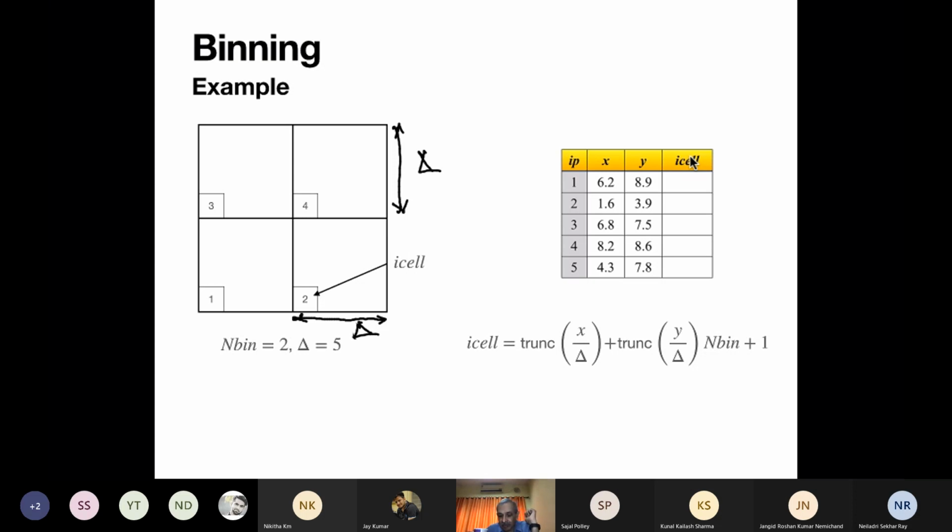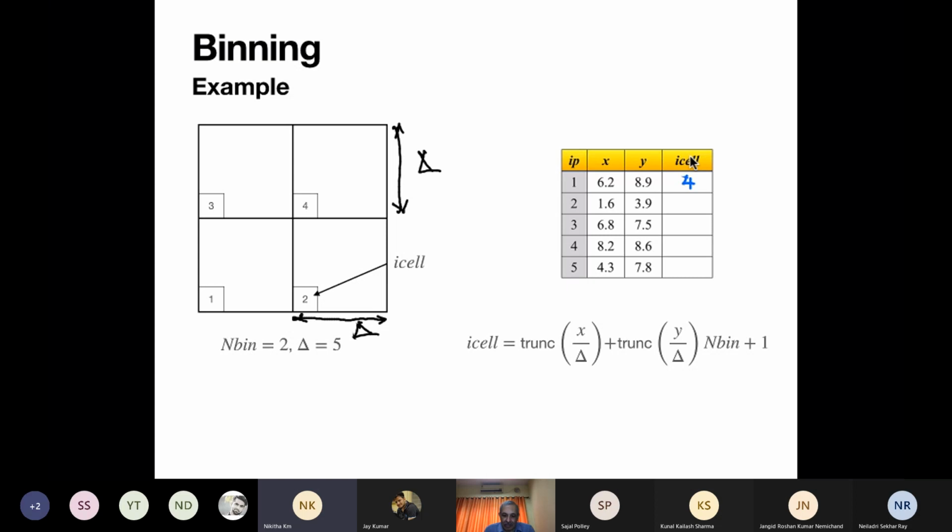So can anyone tell me where will be particle 1? For fourth position. 4, correct. Can you explain why? X is given, delta is given, x by delta, 6.2 by 5, then truncating the decimal places, 1, plus then trunc y by delta. Then that also will be 1 into n bin will be 2, plus 1. So 4 will be the answer.